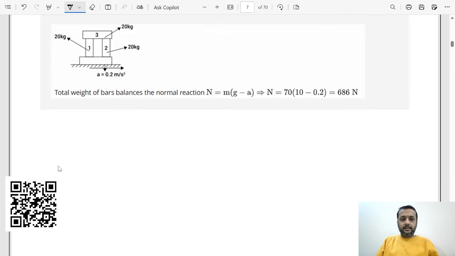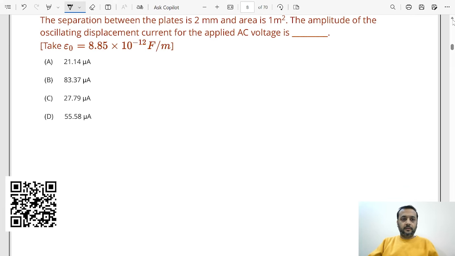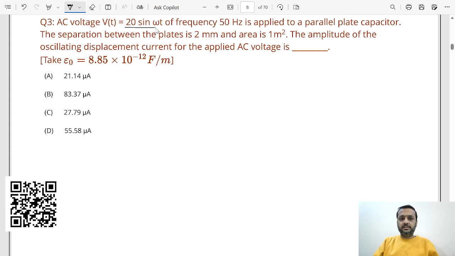All right, let us see the next one. Here there is an AC voltage 20 sine omega t of frequency 50 hertz applied to a parallel plate capacitor. So basically we have an AC circuit. The plate separation is 2 mm, and the plate area is 1 meter square. We need the amplitude of the oscillating displacement current.